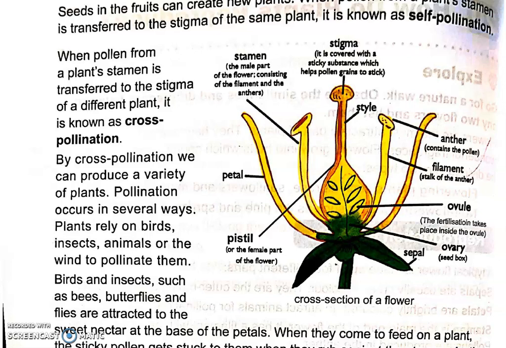Now if you take pollen from a red rose and put it in the stigma of a red rose, it will give you a red color rose only. But by chance, if you take pollen or these anthers from the red rose and put it in a yellow rose, then it might create another color of the rose. So by cross pollination, we can produce a variety of plants.